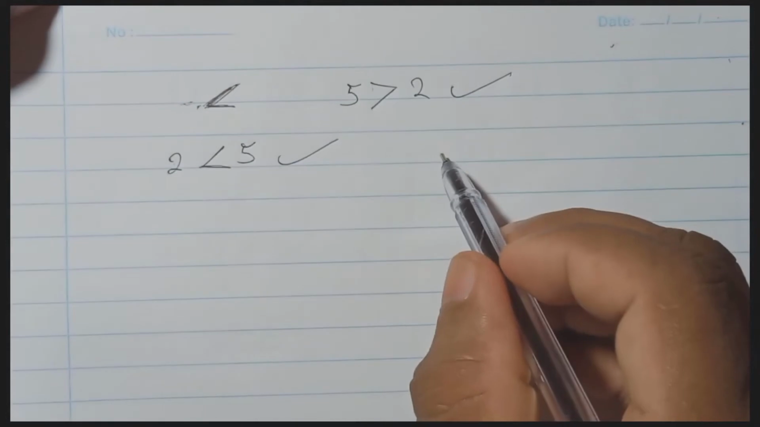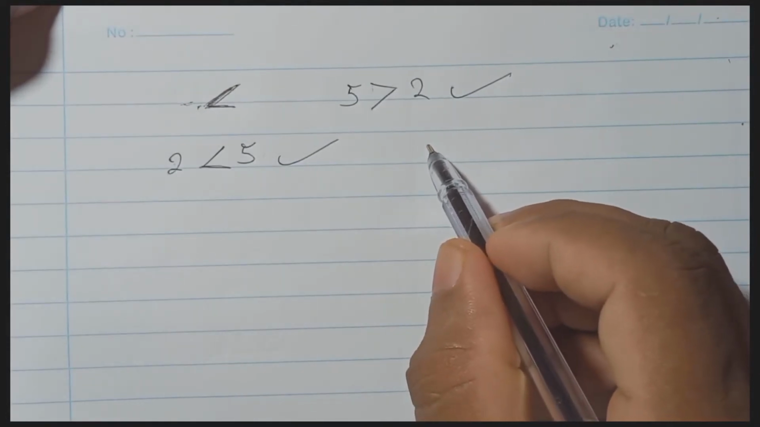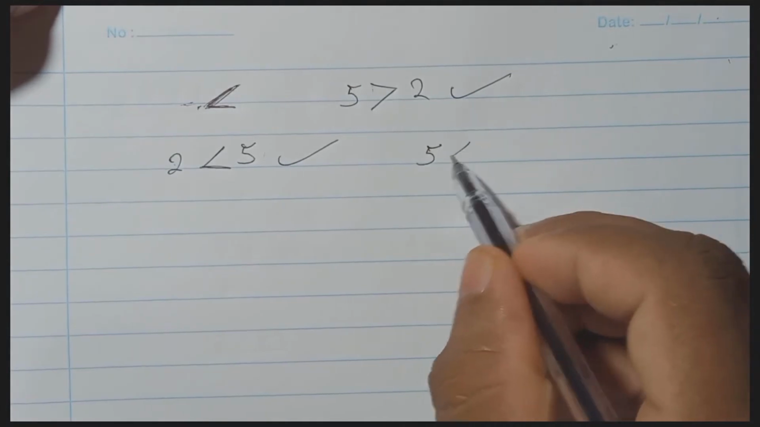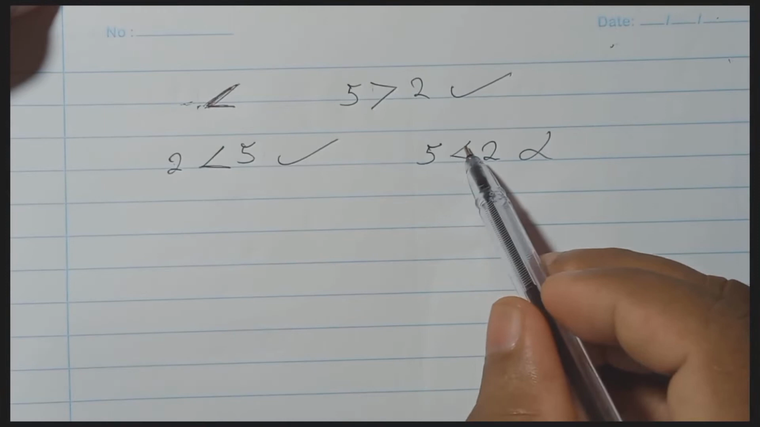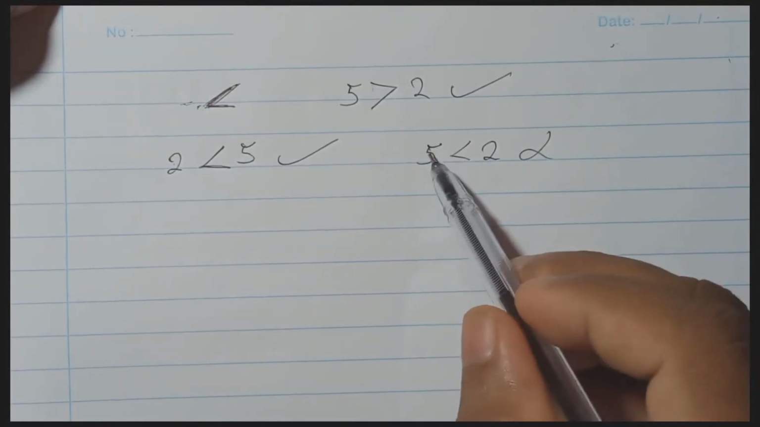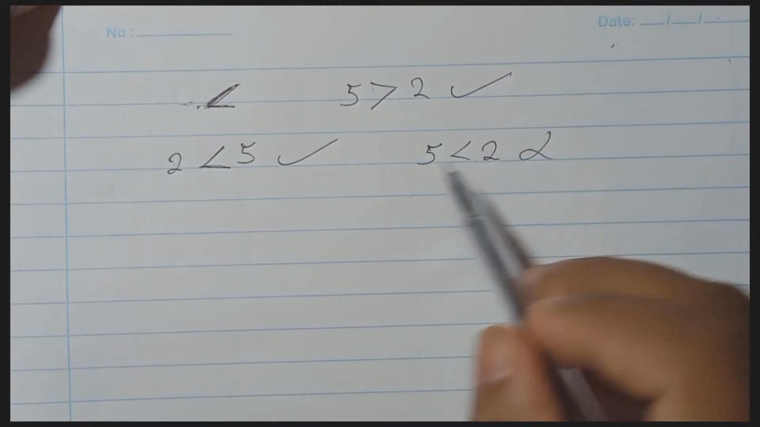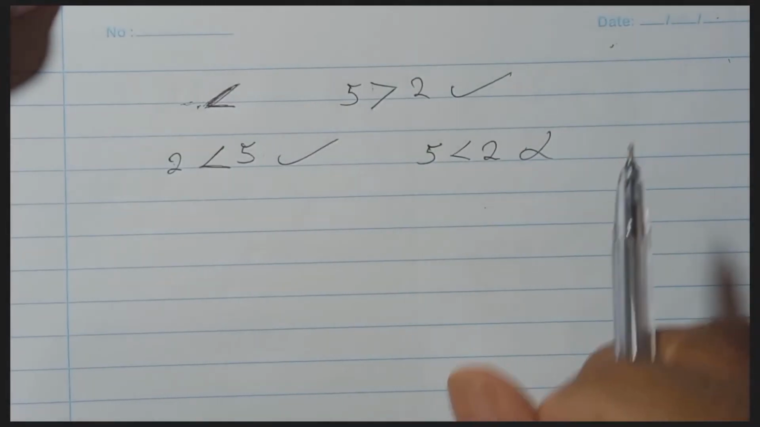But if you write the numbers the other way around, so that 5 is on the left, now this is wrong. Why? Here it says the left side, I mean this side, is less than the right side, so that's why this is wrong, right? This is the basic idea, right?